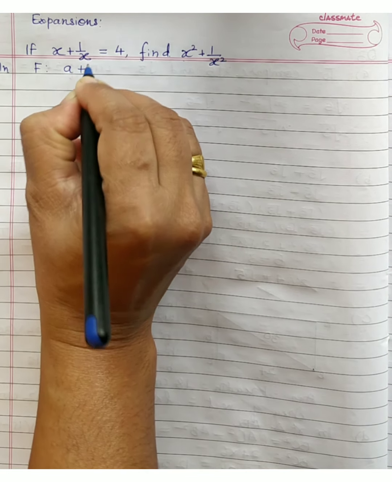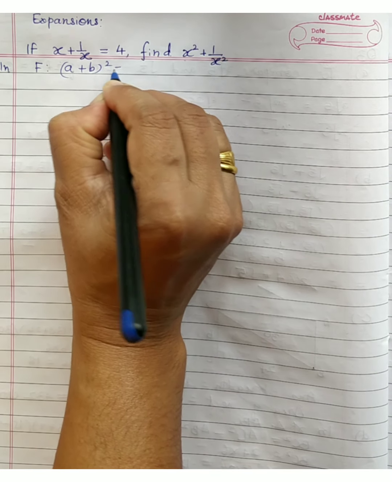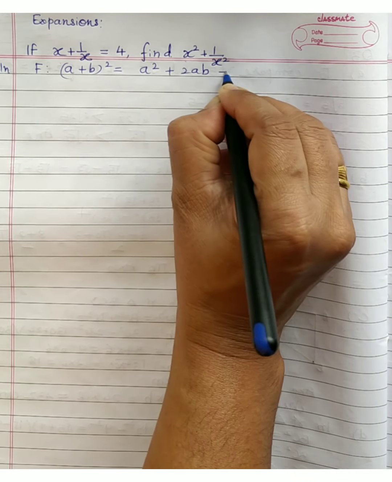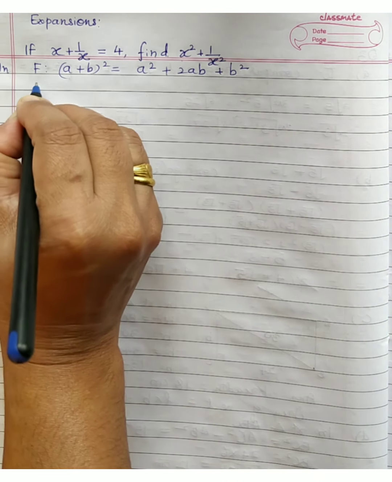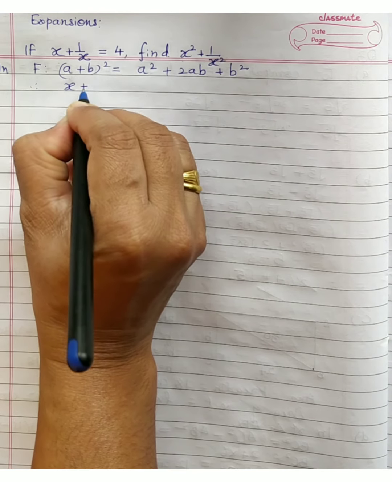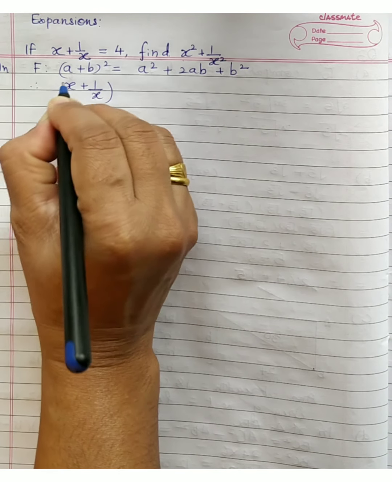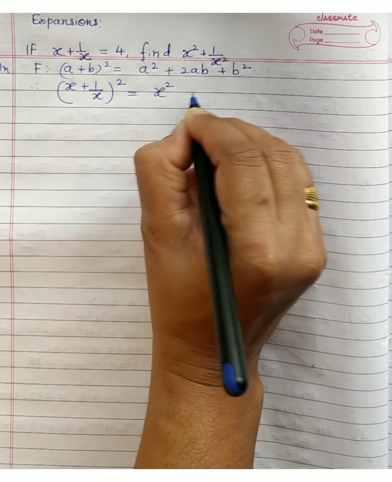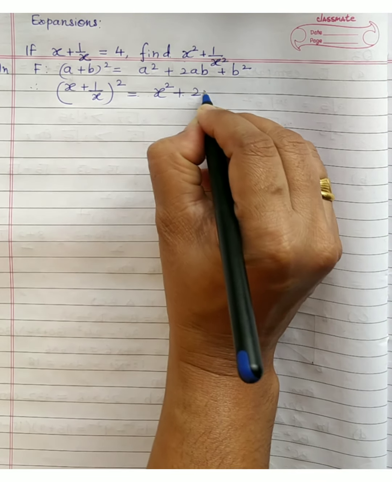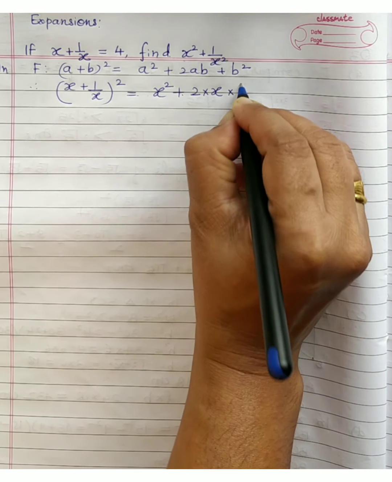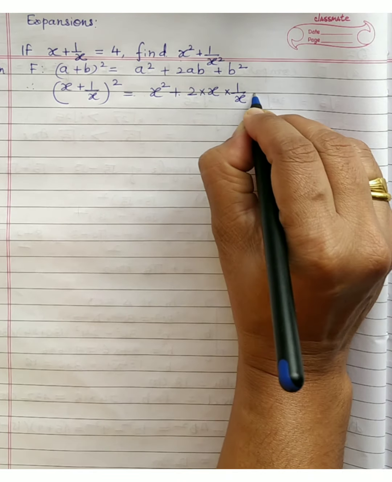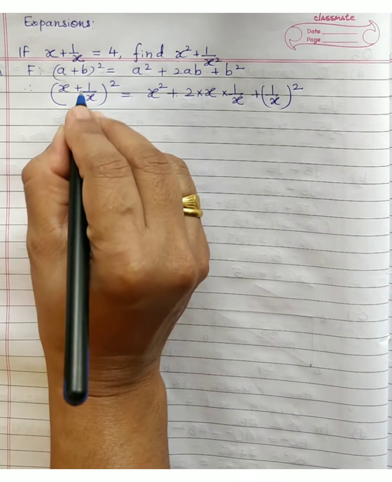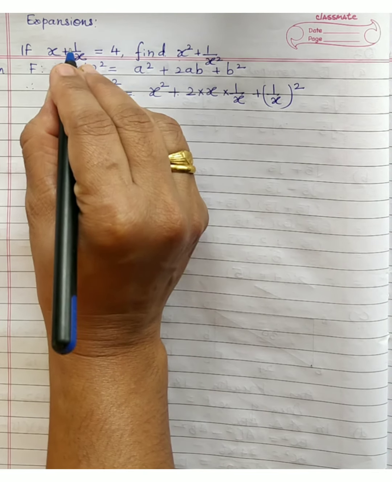Which formula is it? A plus b the whole square is a square plus 2ab plus b square. Therefore, x plus 1 upon x the whole square will give you first term square, that is x square, plus 2 into first term, that is x, into second term, that is 1 upon x, plus second term square, 1 upon x square. Now x plus 1 upon x is given to you as 4.